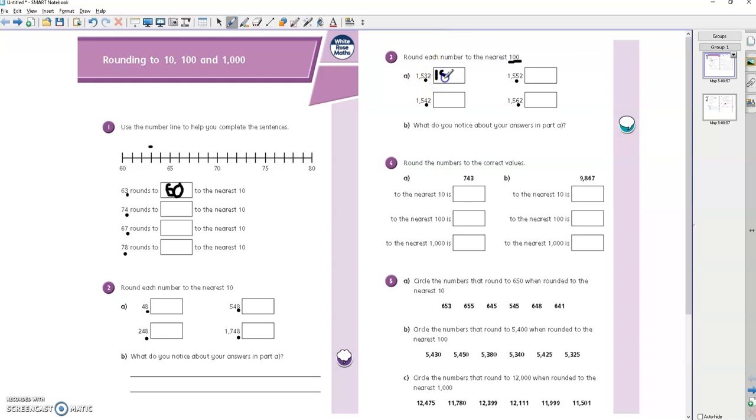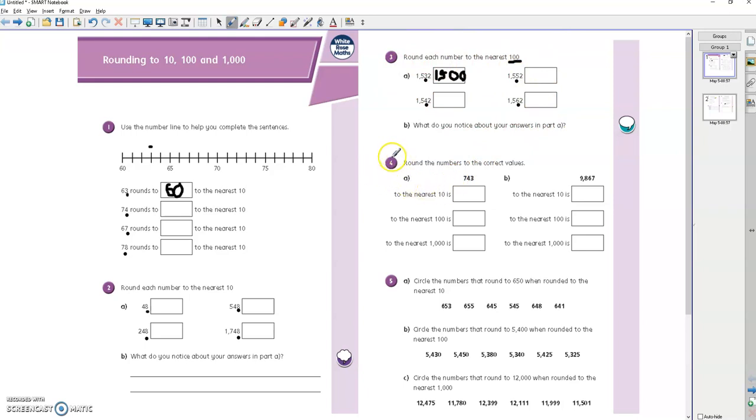Now I'm trying to draw with my mouse, so hopefully this works. 1500, so it's 500. The 3 rounds down to 0, and the 2 goes to a 0 as well. So anything after what we've rounded is a 0 as well. So the closest 100 to 1532 is 1500. See if you can try them for the others. And it's also asking you here, what do you notice about your answers in part A? So what do you notice about all of those?